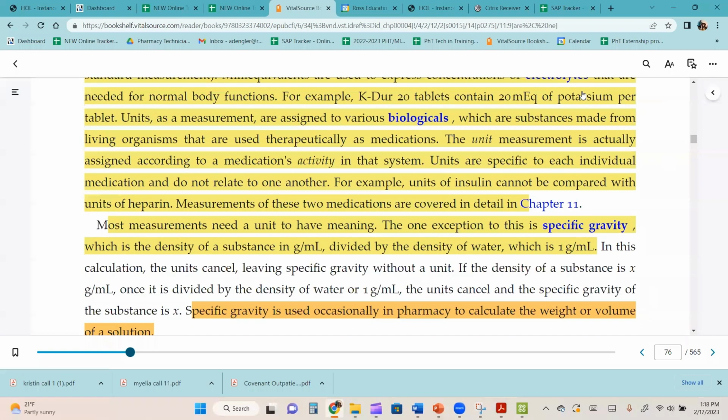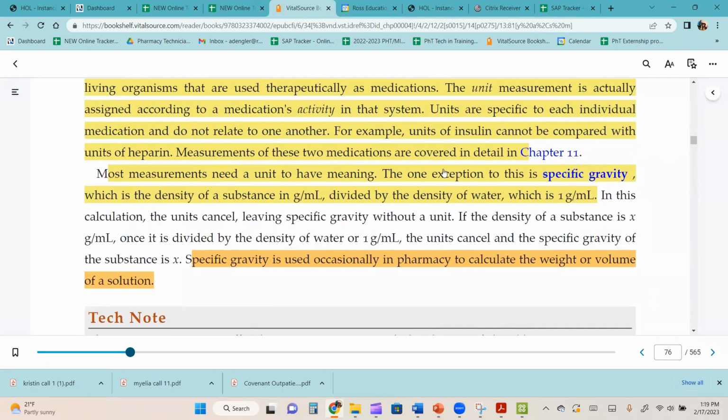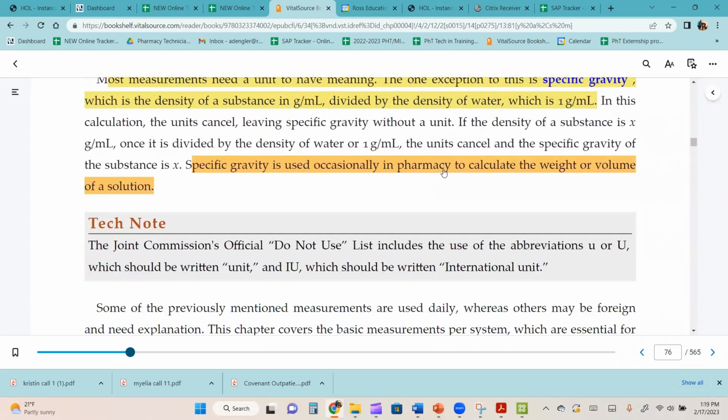Most measurements need a unit to have a meaning. The one exception to this is specific gravity, which is the density of a substance in grams per milliliter divided by the density of water, which is 1 gram per milliliter. We use specific gravity occasionally in pharmacy to calculate the weight or volume of a solution.